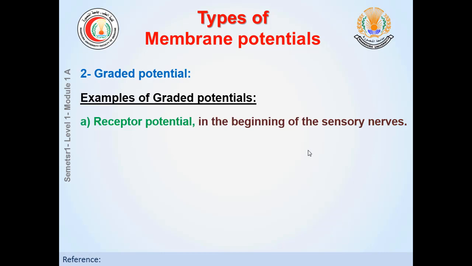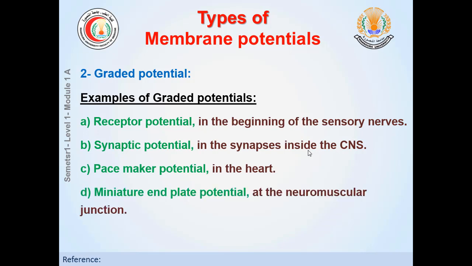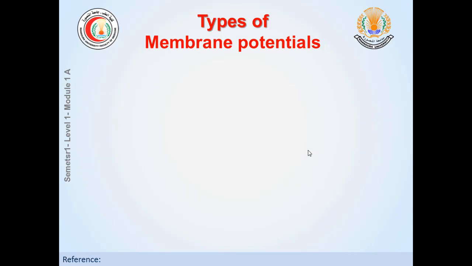Graded potential. Examples of graded potential: receptor potential at the beginning of sensory nerves, synaptic potential in synapses inside the CNS, pacemaker potential in the heart, miniature end plate potential at the neuromuscular junction, local excitatory state at cell bodies of neurons.